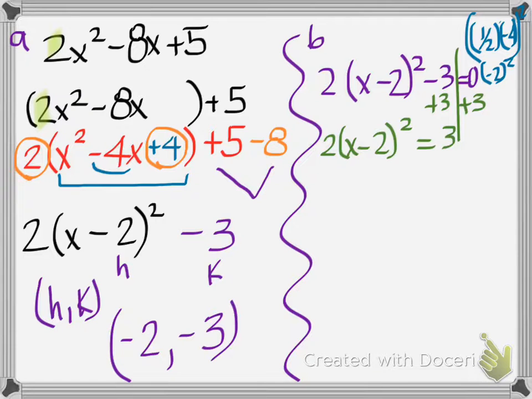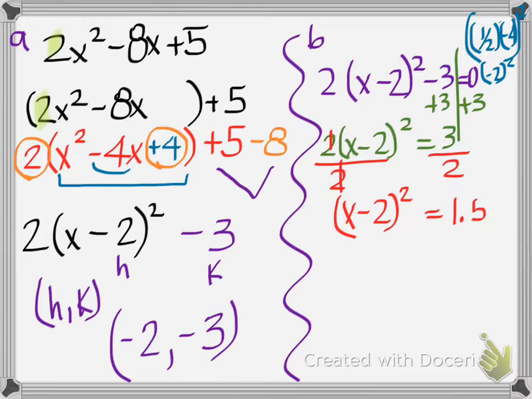The next step is to get rid of this 2. We have 2 times that expression squared, so to get rid of that 2, we divide both sides by 2. 2 divided by 2 gives us 1 here, so we bring down x minus 2 quantity squared, and then we're left with 3 halves. 3 divided by 2 is the same as 1 5/10.